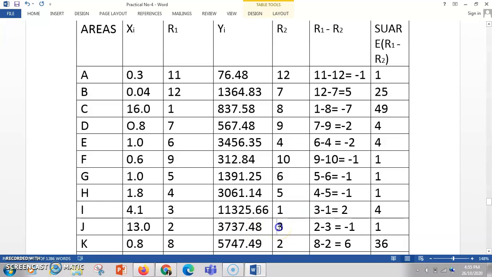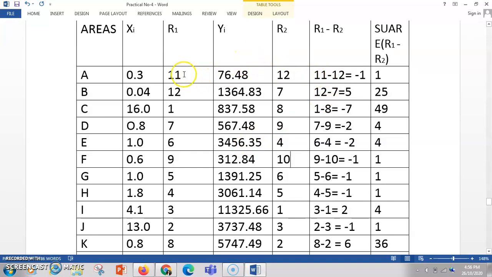So this is third number, and the last is 312. So this I have given the lowest number. So these are the rankings which I have given for GDP. Now we are going to subtract both the rankings, that is R1 minus R2.